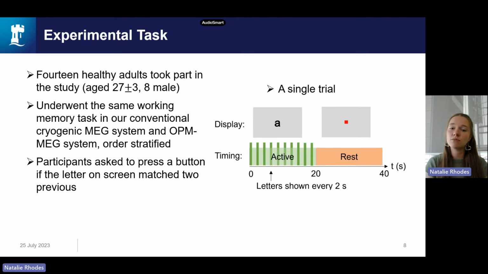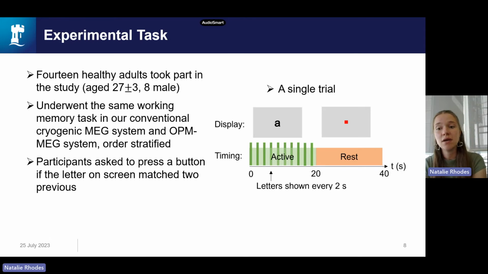What we used was something called an n-back task, specifically a 2-back task, where letters were presented on a screen and participants were asked to press a button if the letter on the screen matched not the previous one, but the one before, so 2 previous. It's actually quite a challenging working memory task because participants have to hold multiple letters in their mind, and then press a button if it's the correct letter from 2 previous.